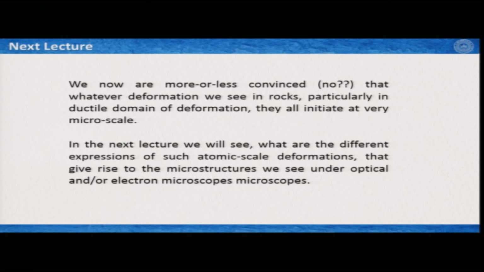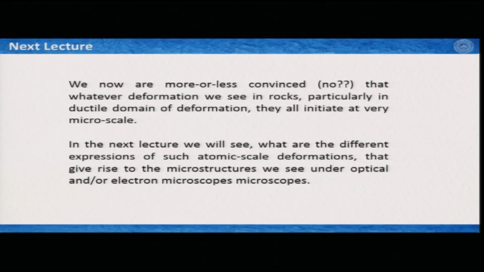So we are at the end of this lecture. I believe with this lecture you are now more or less convinced that whatever deformation we see in rocks, particularly in the ductile domain of deformation, they all initiate at a very, very micro scale, in the atomic scale. Now how to feel them, how to understand that yes, these are there, because they are on the atomic scale, and unless you have some very, very high resolution microscopes like TEM or so on, you do not see them.